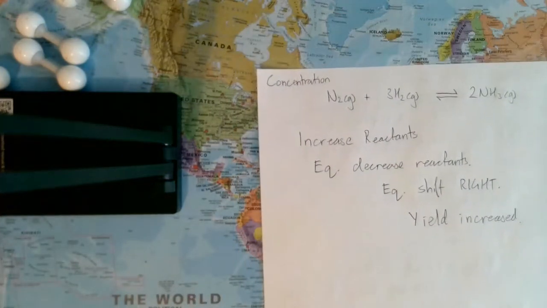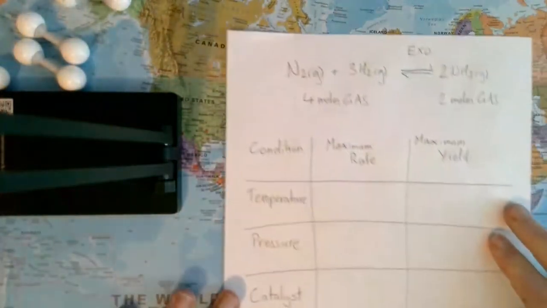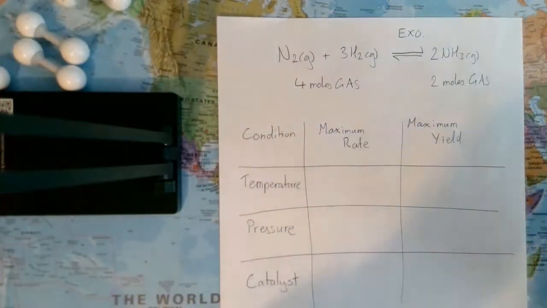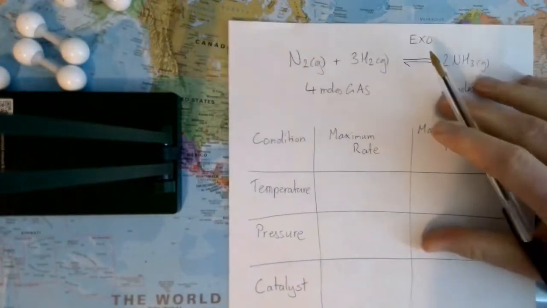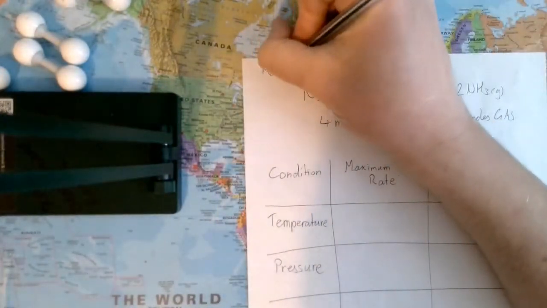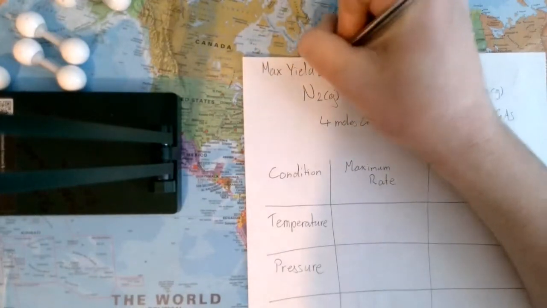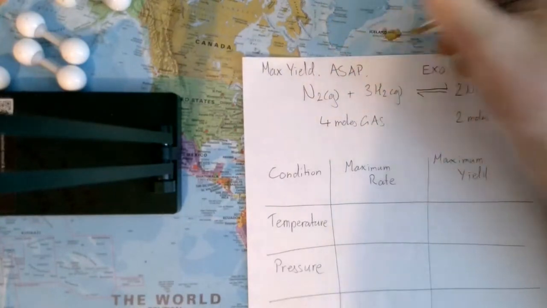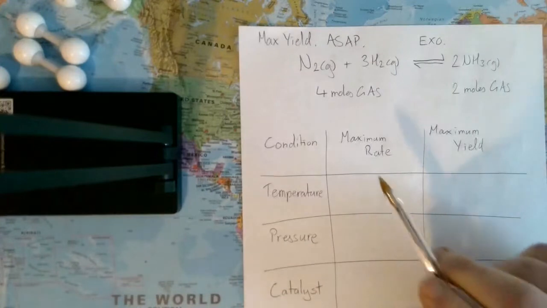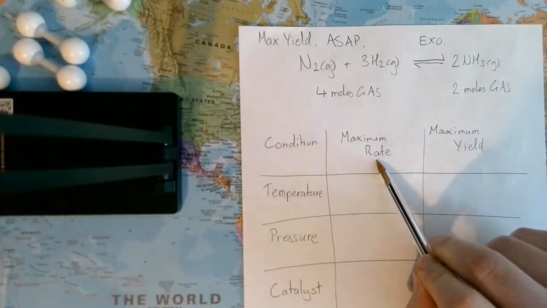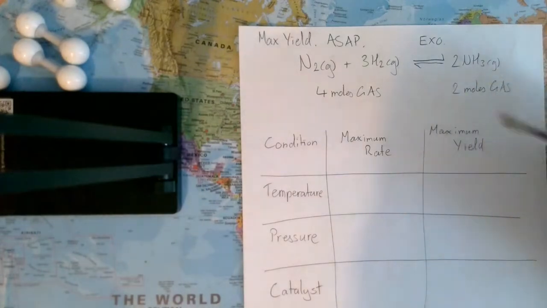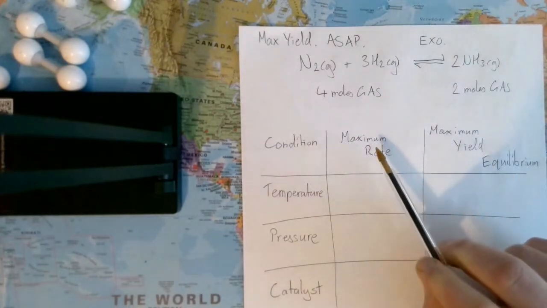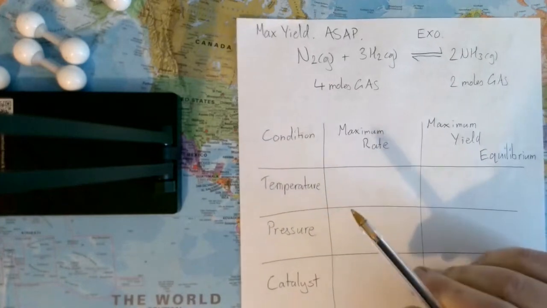Right. The final part of this topic for just now comes into the real world, where we don't just want a maximum yield, we also want it ASAP. We want it as fast as possible. Now, to get it as fast as possible, we've got to think about rate of reaction. To get the maximum yield, you have to look at the equilibrium. Rate of reaction, the factors will be the same for any given reaction.